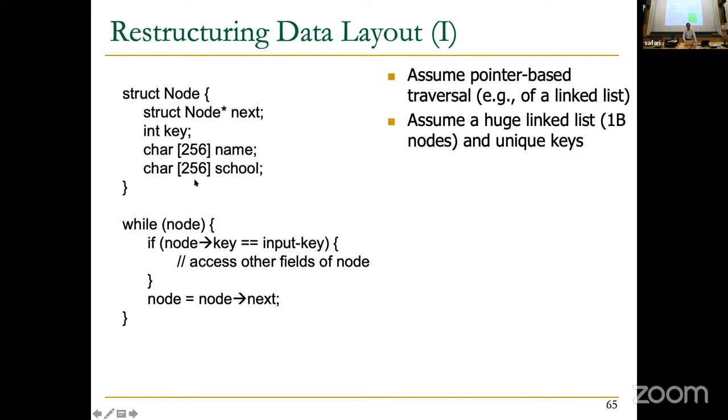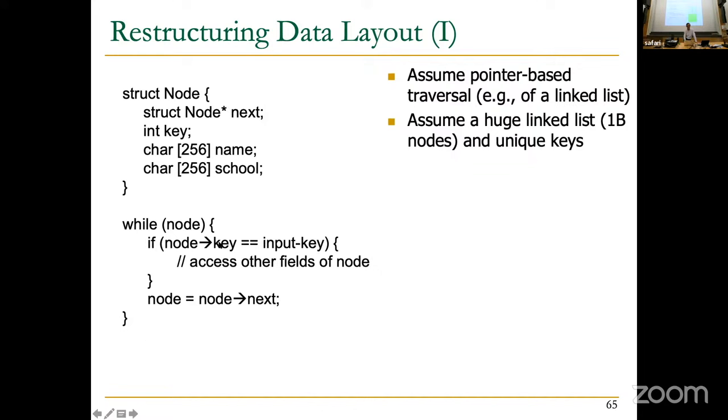You have a node. Assume that you have the database of people, and this is a linked list in this particular case. You have the name of the person and the school of the person. These are character arrays, as you can see. And you want to traverse this database. Let's traverse this linked list. Assume a huge linked list, 1 billion people in the world, all of the people in the world. Nobody should program like this, clearly, but assume that it happens.